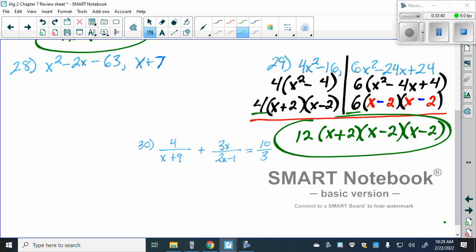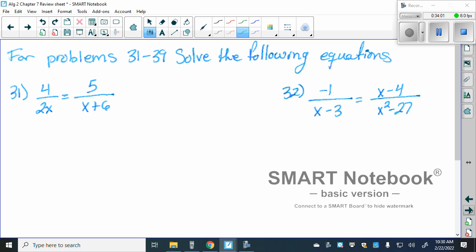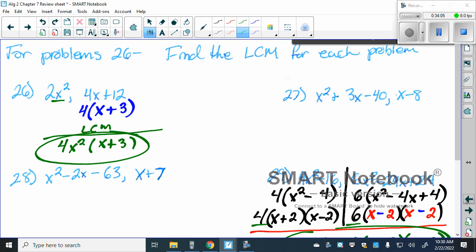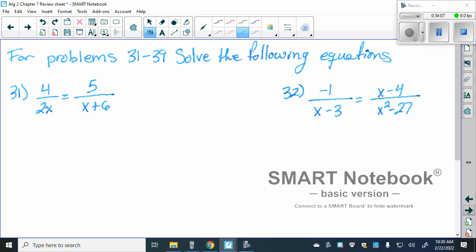So the final least common multiple would be 12 times x plus 2 times x minus 2 times x minus 2. If you wanted to write it as x minus 2 squared, that would be perfectly all right. But that's it for this here. Any other questions on these here? All right. Because that was 26 and 29. Yes. Okay, good.